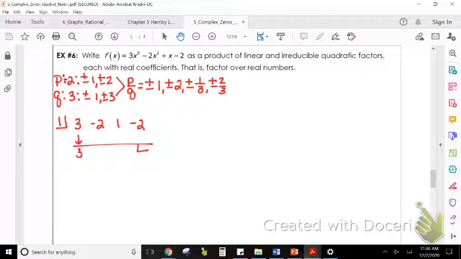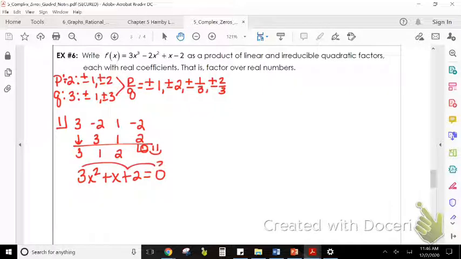Bring down your 3, times the 1, combine them, times the 1, combine them, times the 1, combine them. And we get 0 for our remainder, which means we have 3x squared plus x plus 2 equals 0. Now, if I try to factor this, I would have x squared plus x plus 6. There's nothing that multiplies to 6 that will add to 1.